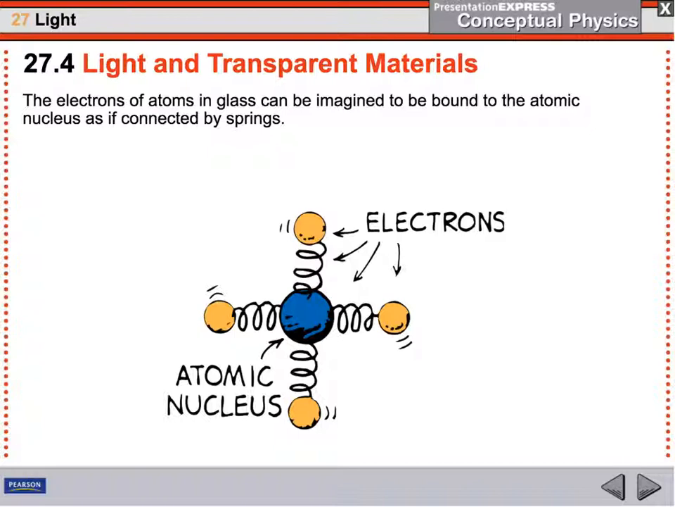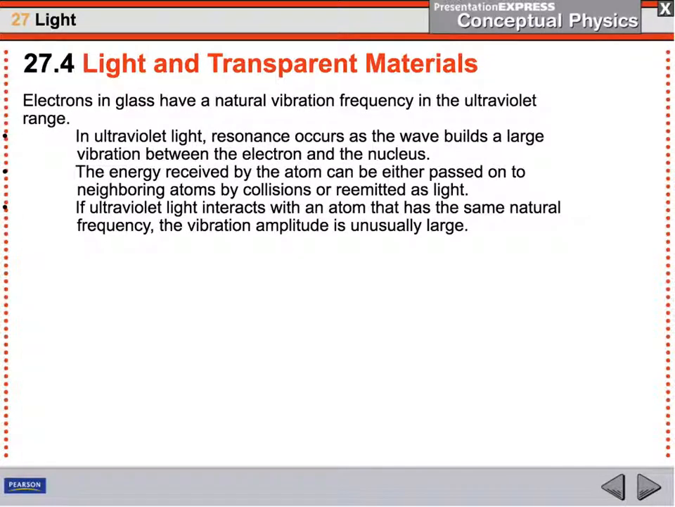The electrons of atoms in glass can be imagined to be bound to the atomic nucleus as if connected by springs. You may remember electrons from chemistry, and you can think of them as attached by springs and kind of bouncing around. Electrons in glass have a natural vibration frequency in the ultraviolet range, way above violet.